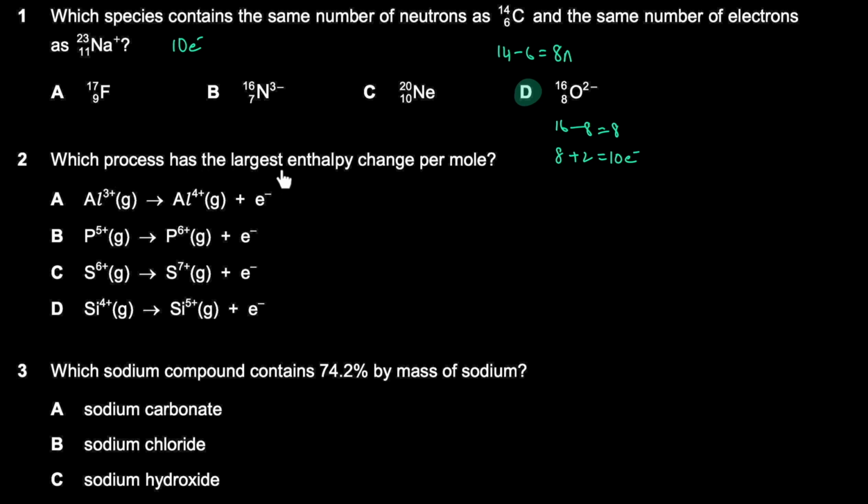Which process has the largest enthalpy change per mole? Now, one thing you notice over here is that Al3+, P5+, S6+, and Si4+ all have 10 electrons. So you remove 3 electrons from aluminum, aluminum has 13. You remove 5 from phosphorus, phosphorus has 15, now it has 10. Sulfur has 16, you removed 6, so it has 10. And silicon has 14, you removed 4, so now you have 10. So all 4 of these have 10 electrons.